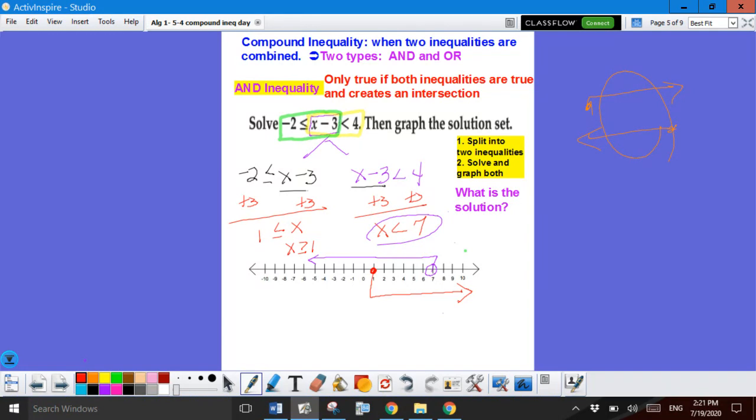And if I'm going to highlight, I'm highlighting between the 1 and the 7, but I'm not including the 7 because that is an open circle. So these are the solutions.